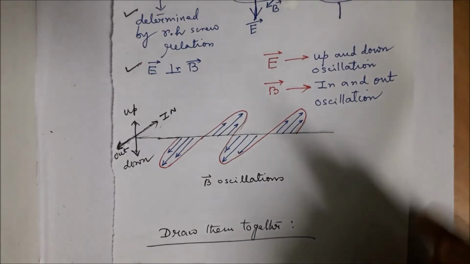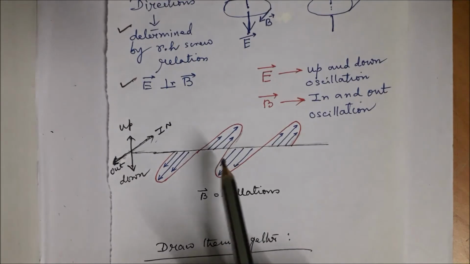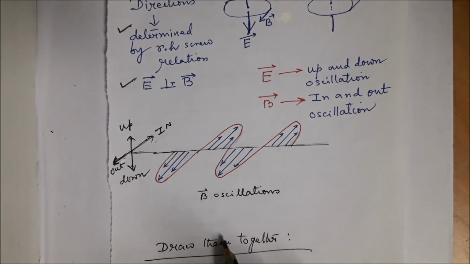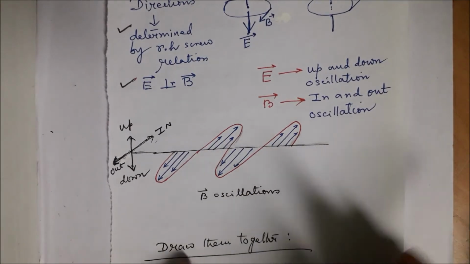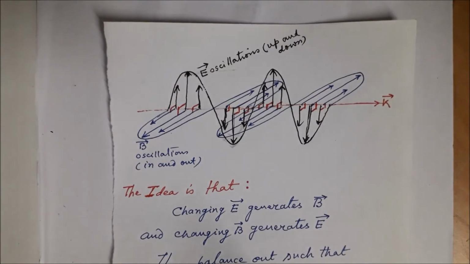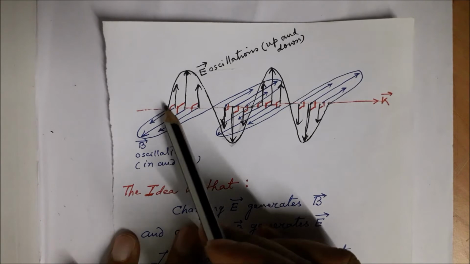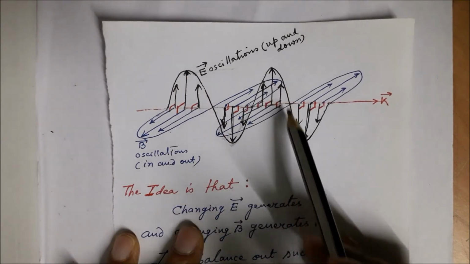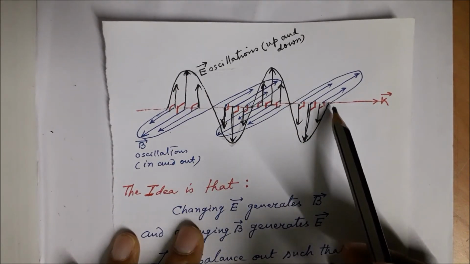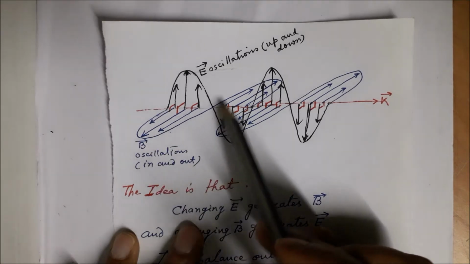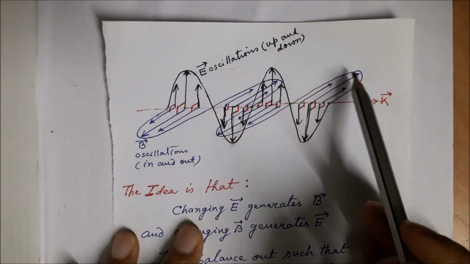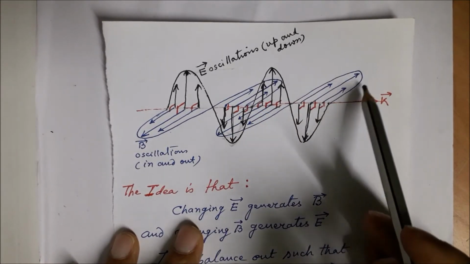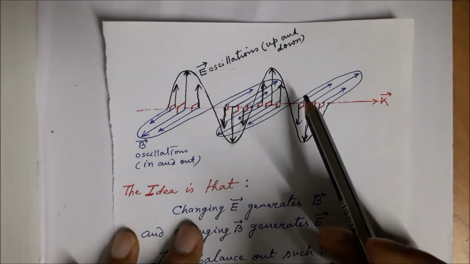Now let us draw the diagrams of E oscillation and B oscillation together and then wind up. So this is the diagram. These are the E oscillations, up and down movement of E, and this is the B oscillation which is said to be in and out movement.